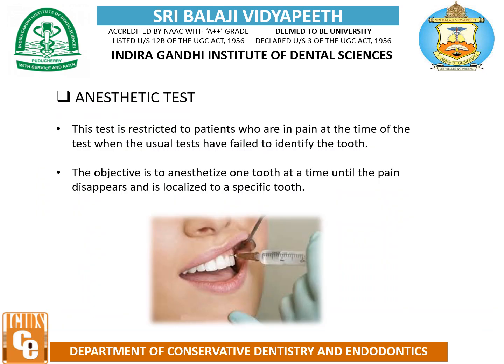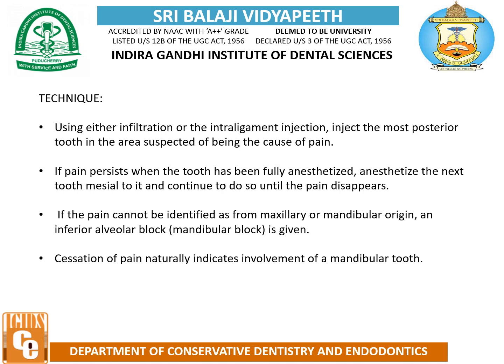Coming to the anesthetic test. This test is restricted to patients who are in pain at the time of the test when the usual tests have failed to identify the tooth. The objective is to anesthetize one tooth at a time until the pain disappears and is localized to a specific tooth. Technique. Using either infiltration or the intraligament injection, inject the most posterior tooth in the area suspected of being the cause of pain. If pain persists when the tooth has been fully anesthetized, anesthetize the next tooth mesial to it and continue to do so until the pain disappears.